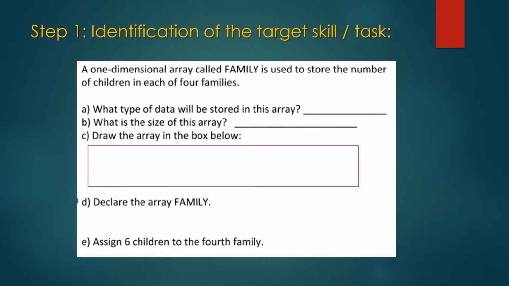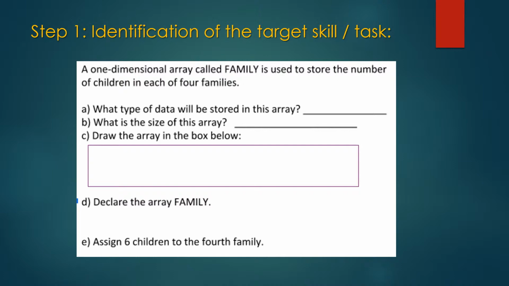A one-dimensional array called family is used to store the number of children in each of 4 families. Part A. What type of data will be stored in this array? Part B. What is the size of this array? Part C. Draw the array in the box below. Part D. Declare the array family. And Part E. Assign 6 children to the 4th family.